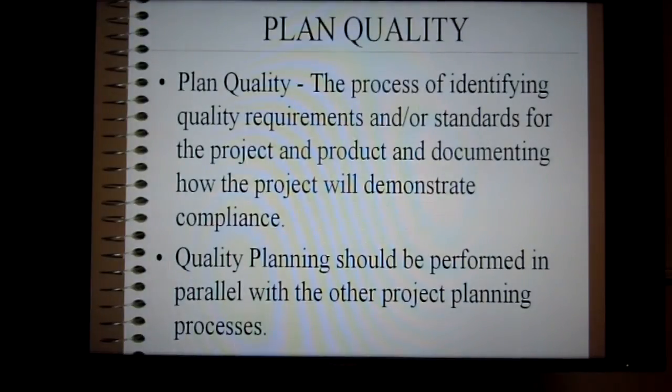Let's begin with plan quality. Plan quality is the process of identifying quality requirements and/or standards for the project and product and documenting how the project will demonstrate compliance. Quality planning should be performed in parallel with other project planning processes.